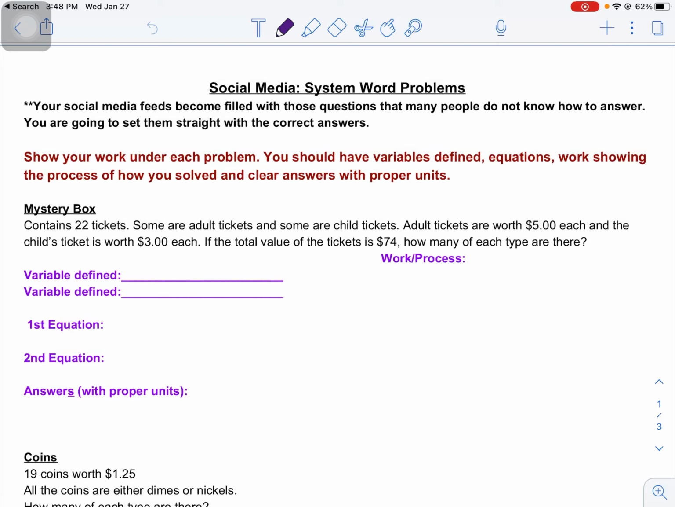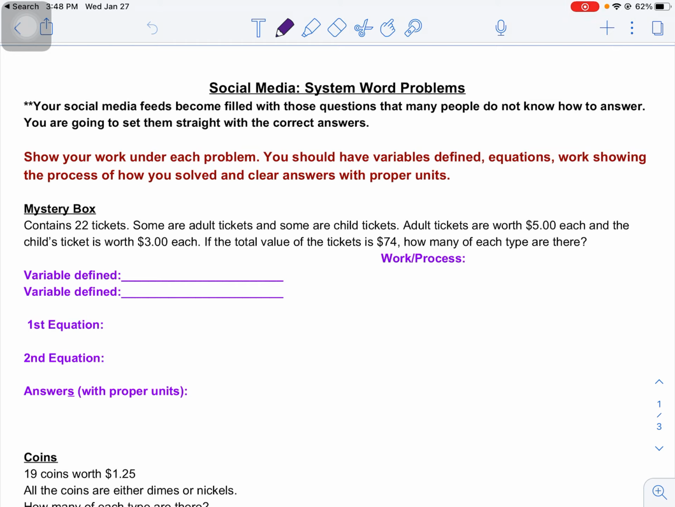We're going to do some word problems today with systems, and as you watch the video, you can work through these problems. So the first one, we always see these different social media questions and people argue over the results. So I'm going to give you some knowledge of how to solve those types of problems, so you won't look foolish to the rest of your friends and the world on social media.